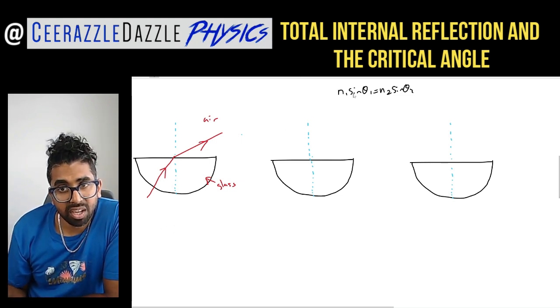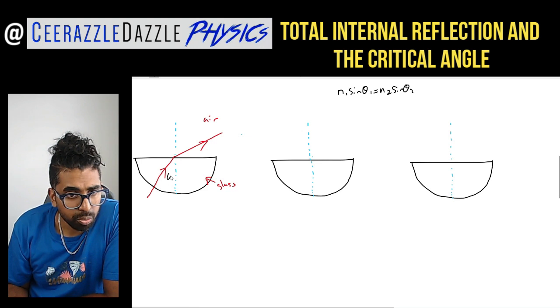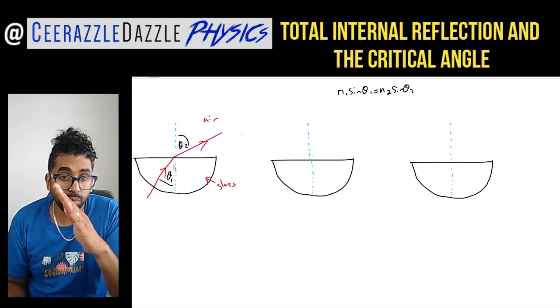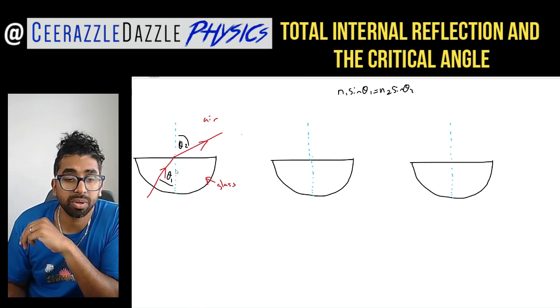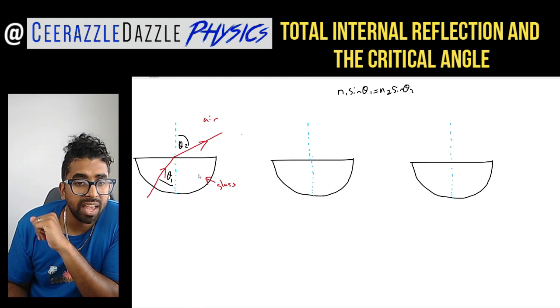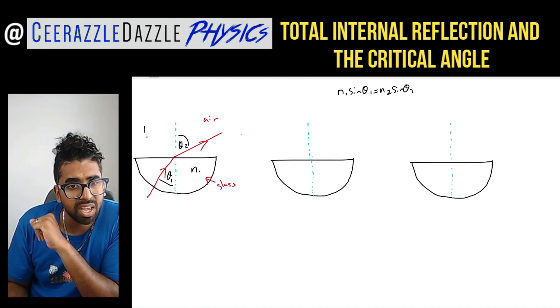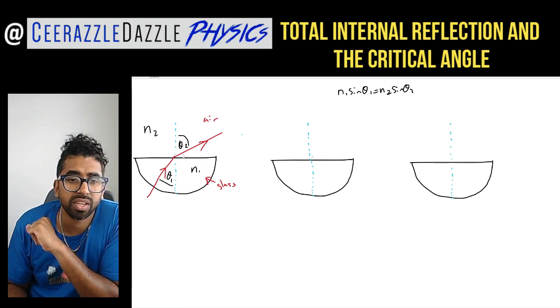We're going to label it actually. Let's label theta 1 over here. This one is theta 1, and this one is theta 2. Don't forget, it's the angle from the normal out, and the normal out on the top here. So n1 is going to be this medium because I'm going through here into this one, and this one will be n2 over here.